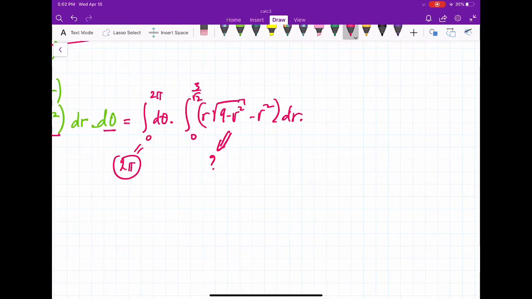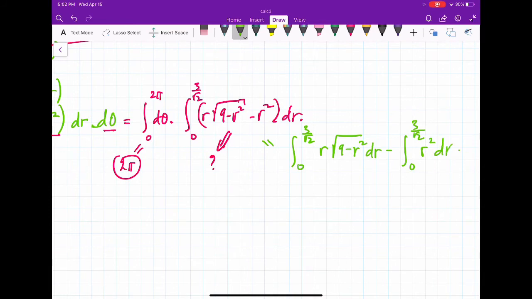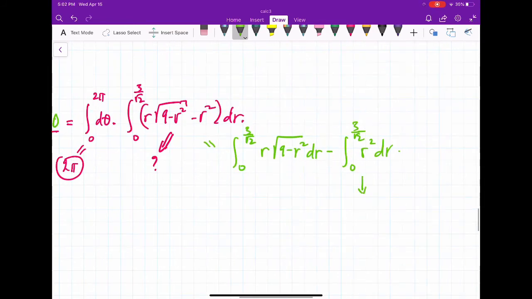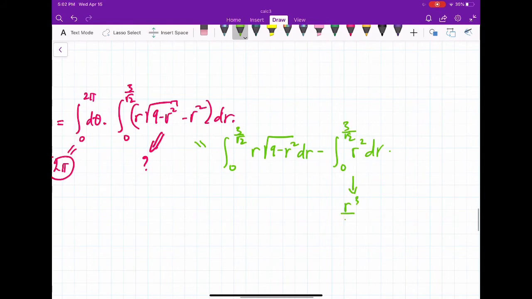For the second one, I will break that into two integrals. This is equal to integral from 0 to 3 over square root of 2 of r square root of 9 minus r squared dr, and minus integral from 0 to 3 over square root of 2 of r squared dr, right? This integral is easy because that is r cubed over 3 evaluated from 0 to 3 over square root of 2, which is 9 over 2 square root of 2. Okay, let's keep in mind this. Let's find the second one right here.